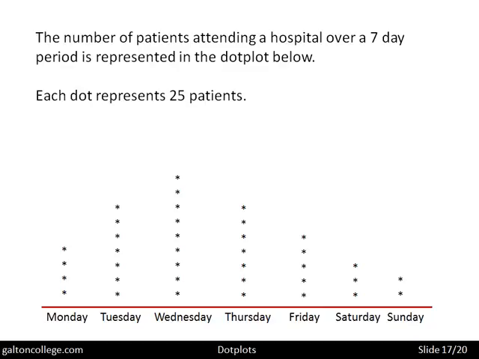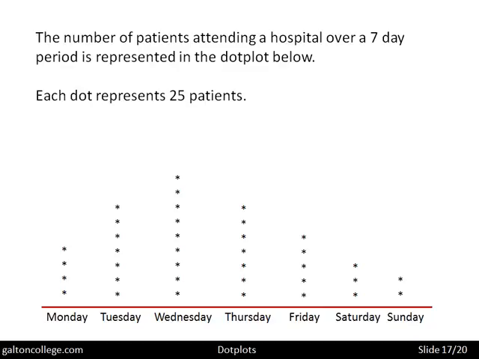The number of patients attending a hospital over a 7-day period is represented in the dot plot below. Each dot here, say, represents 25 patients. Now, you can see Monday, Tuesday, Wednesday, Thursday, Friday, Saturday, Sunday. Wednesday, most people are admitted to hospital. On Sunday, very few are admitted to hospital.